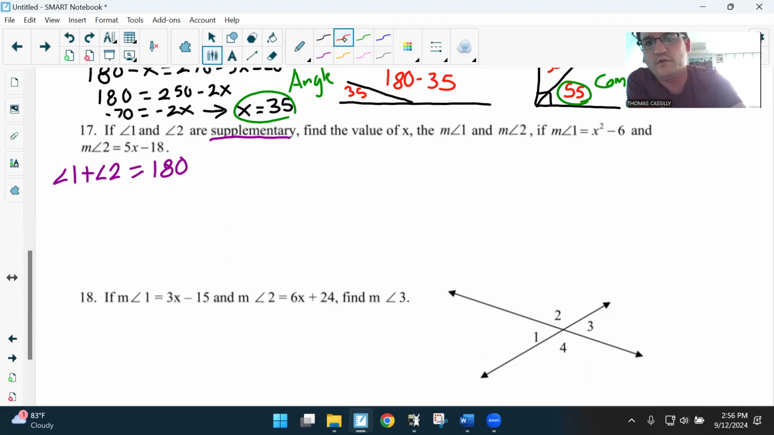Now, we know angle 1 is x squared minus 6. So instead of saying angle 1, I can substitute in and say x squared minus 6, plus angle 2, but I know that angle 2 is 5x minus 18.